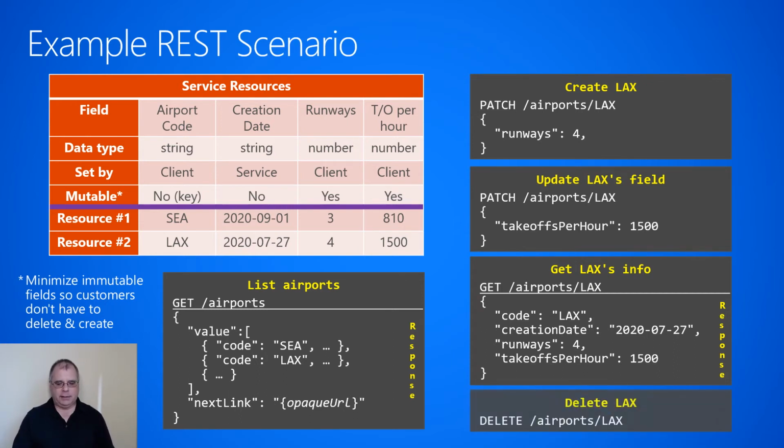And now finally here, let's say the client would like to delete the LAX airport from the collection. So it would do an HTTP delete method on the airports collection for LAX, and that of course will go and remove the LAX entry entirely from the service resource.